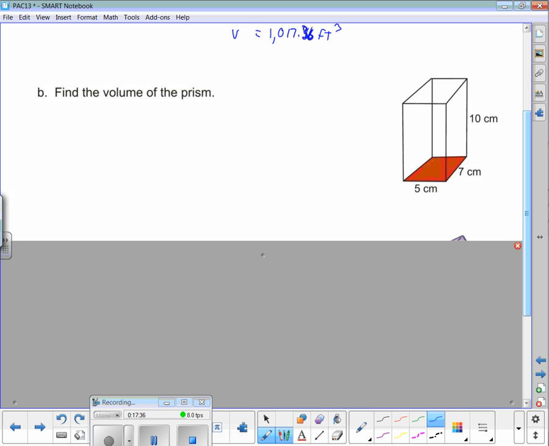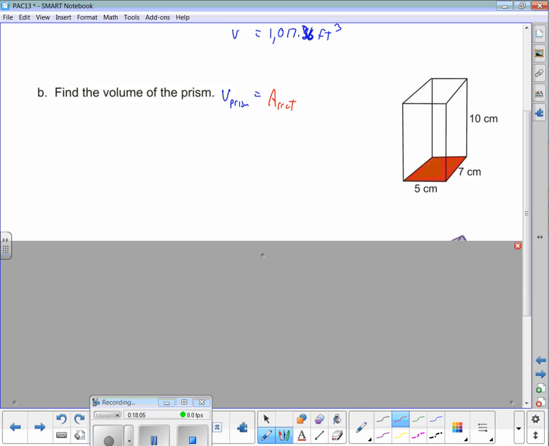All right, so here's a prism. So again, we're going to start the same way. Volume of a prism equals, somebody raise your hand and tell me what formula to use for area of the base. Area of the base formula. Jordan? It is an area of a rectangle. You could also use area of a parallelogram, but that is a rectangle.